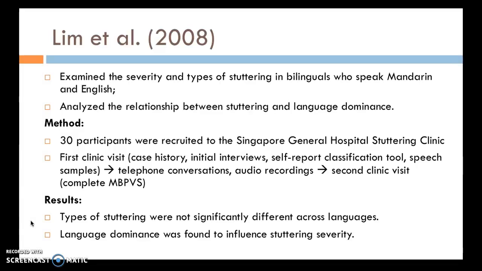The results were that the types of stuttering were not significantly different across languages. Also, language dominance was found to influence stuttering severity. More specifically, bilinguals who stutter were found to stutter more frequently in the language that was less dominant.